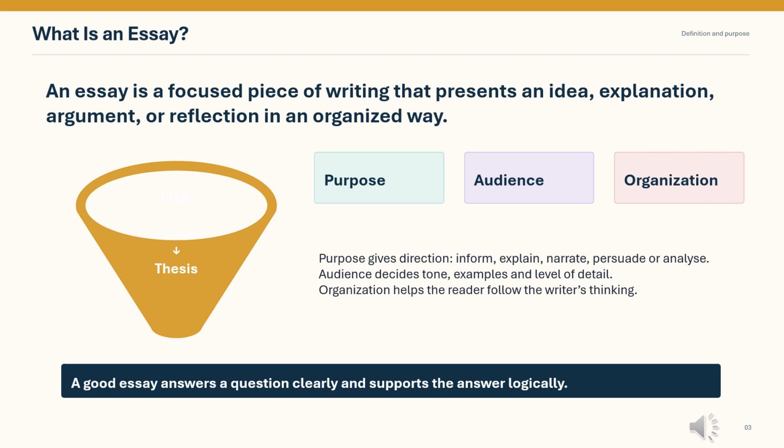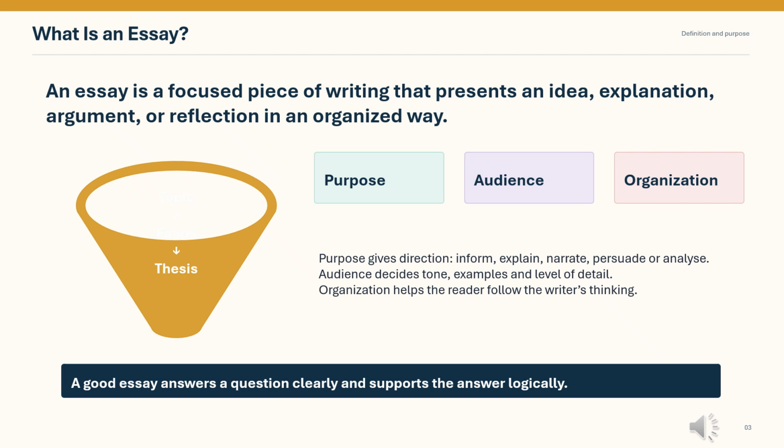So after that, we form a thesis statement. Thesis statement is nothing but the main idea or the central argument of the essay. Now, a good essay always depends on three things. That is your purpose, the audience to whom you will be showing or conveying your essay, and the organization.